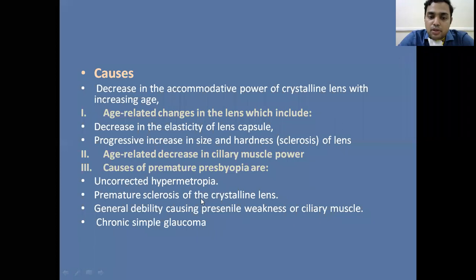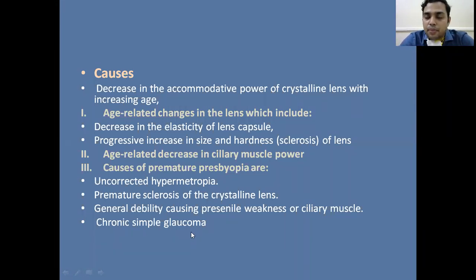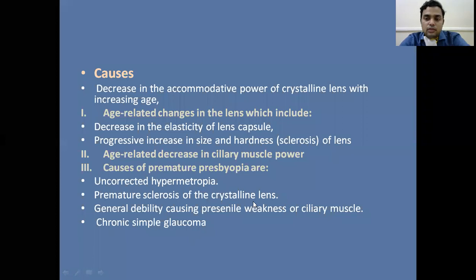And second one is premature sclerosis of the crystalline lens, and general debility causing presenile weakness of the ciliary muscle because of undernourishment or not taking proper diet. And in cases of chronic simple glaucoma also, there is a chance of premature presbyopia. So these are the various causes of presbyopia.